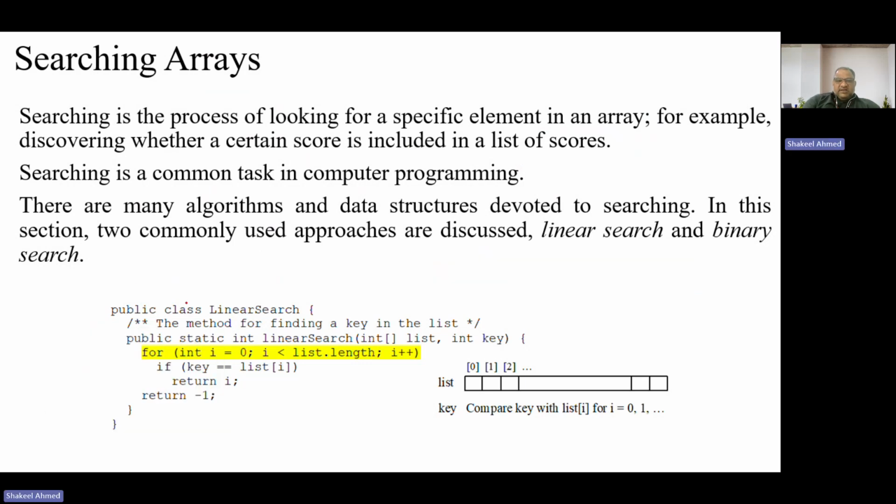So public class LinearSearch. I am declaring a class called LinearSearch, and in that I am making a method which is public static int linearSearch. It will take a list, which is the list you want to search, and the element that you want to find out.